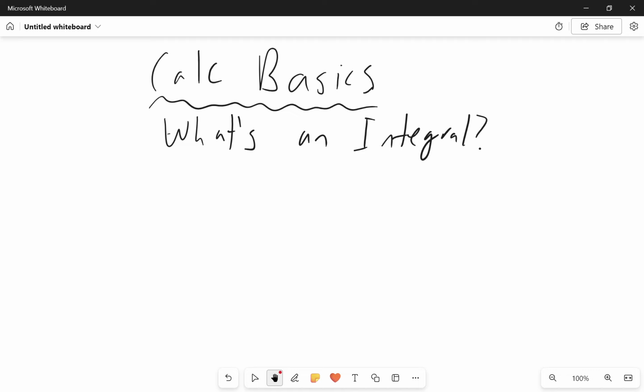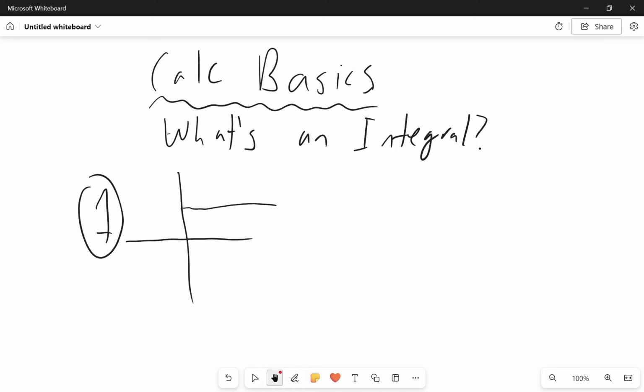In today's video we're going to discuss what an integral is and really give a conceptual understanding of this, trying to do as little math as possible. So let's begin by graphing a very simple function. Here we have our graph, and this function is just a straight line, and let's just say it's y equals 2. This would be 2 right here.